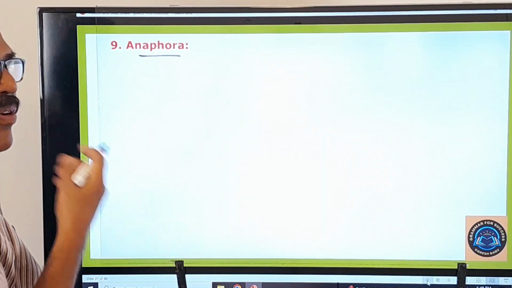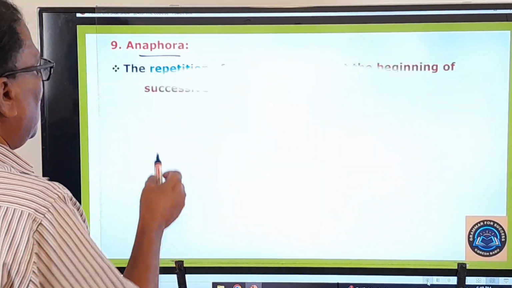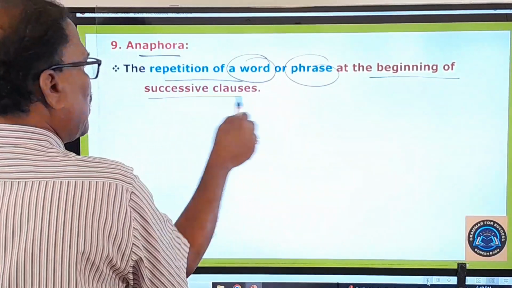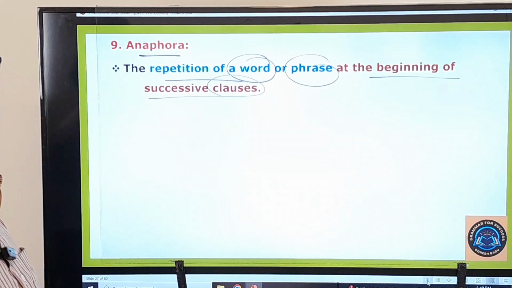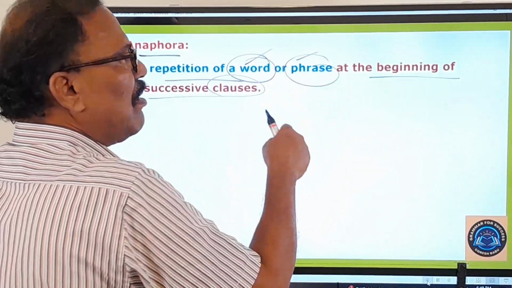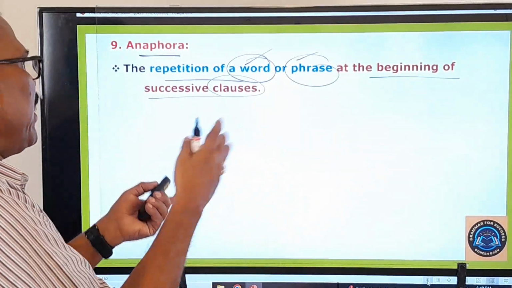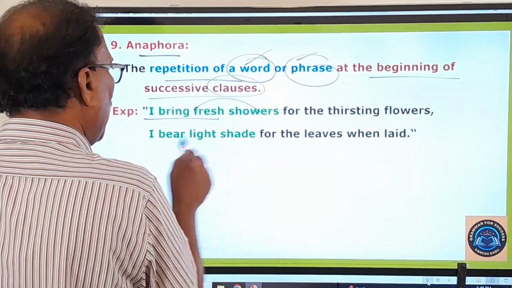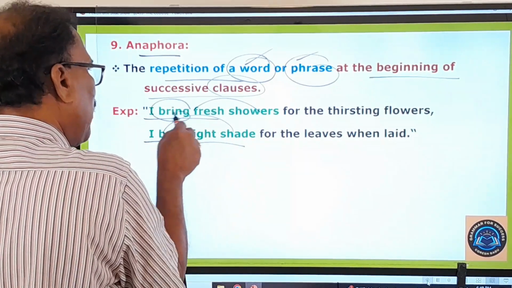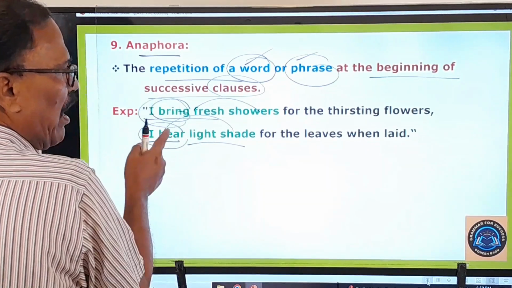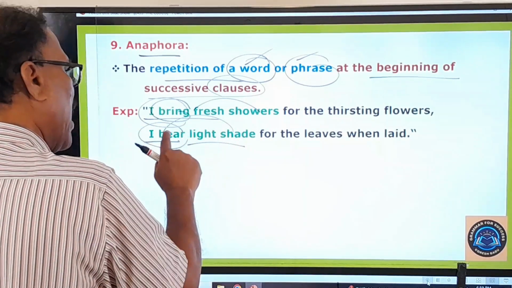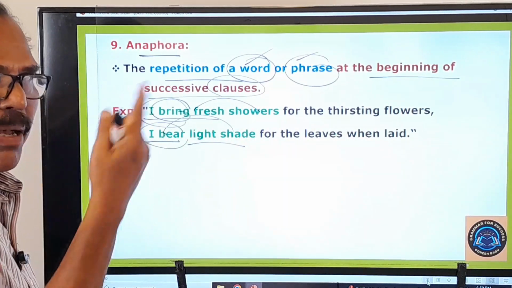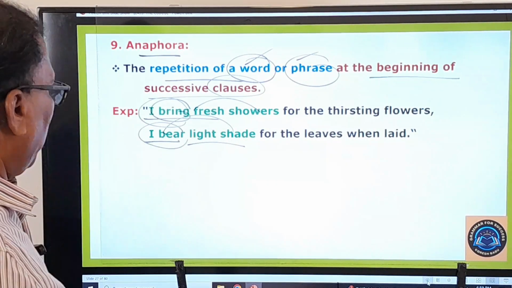Anaphora is there. Anaphora is a very beautiful literary device. What is this? The repetition of a word or a phrase at the beginning of successive clauses. That's called anaphora. So a word or a phrase repeats at the beginning of successive clauses. How? Here you pay attention. "I bring fresh showers. I bear light shadows." So this is called anaphora. "I bring fresh showers. I bear light shade." In this way, there are so many examples in this poem. So that's called anaphora, right?